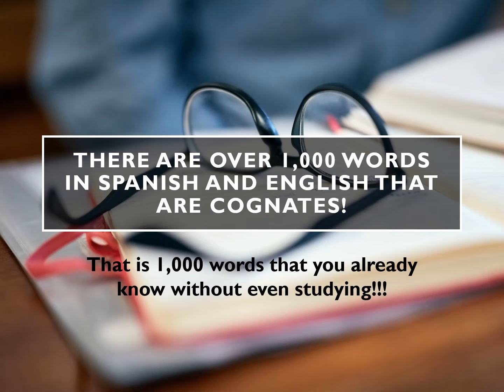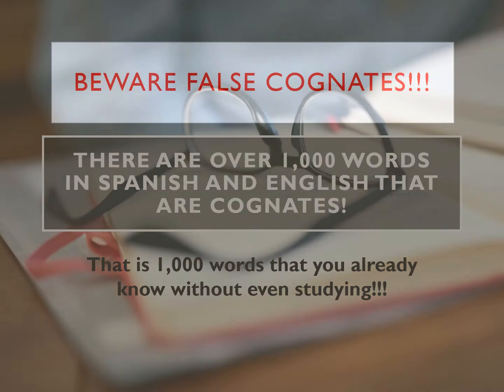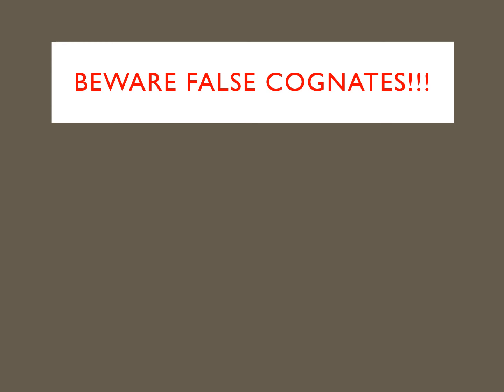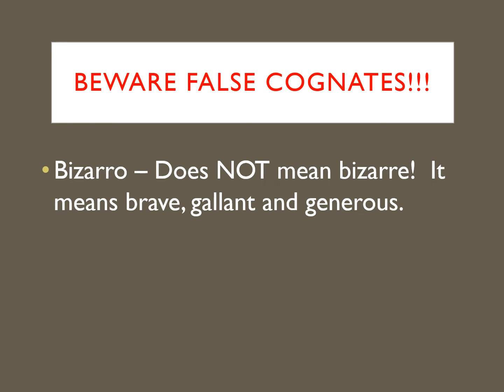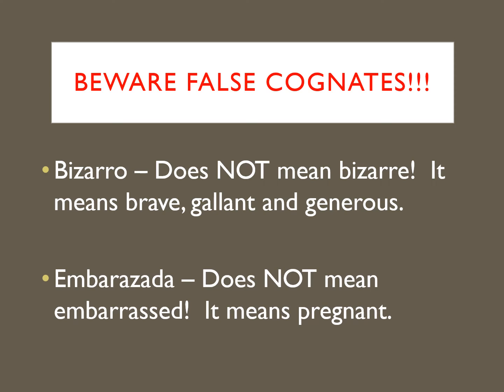There are over 1,000 words in Spanish and English that are cognates. That is 1,000 words that you already know without even studying. Be careful though. There are some words that might look like something in English, but do not mean that. For example, bizarro does not mean bizarre. It means brave, gallant, and generous.